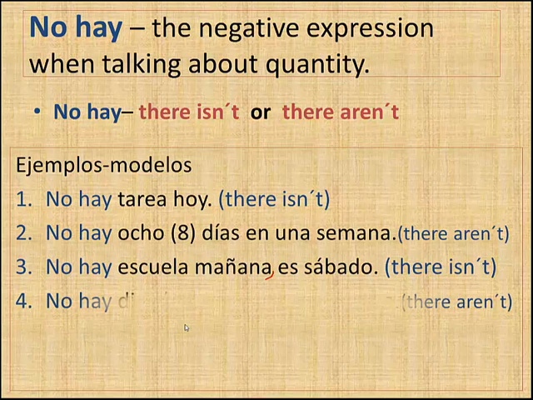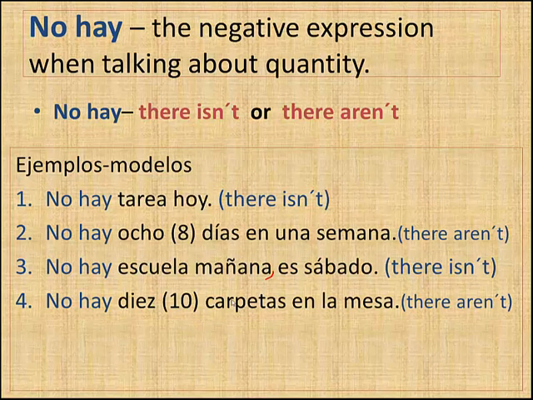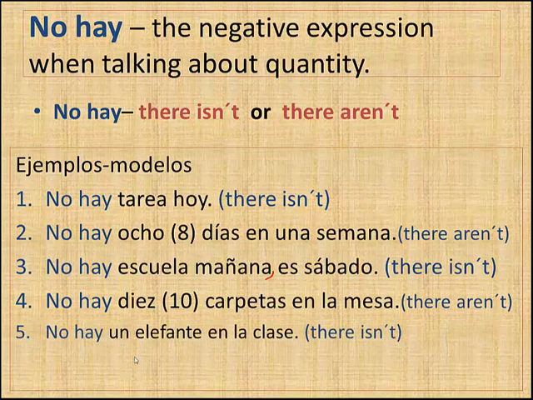Número 4. No hay 10 carpetas en la mesa. There aren't 10 binders on the table. Y número 5. No hay un elefante en la clase. There isn't an elephant in the class. And then again, un elefante. Okay, we talk about an elephant, but we really are implying that we're talking about the quantity of just one elephant.